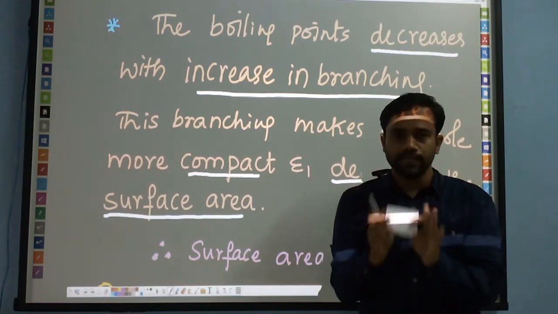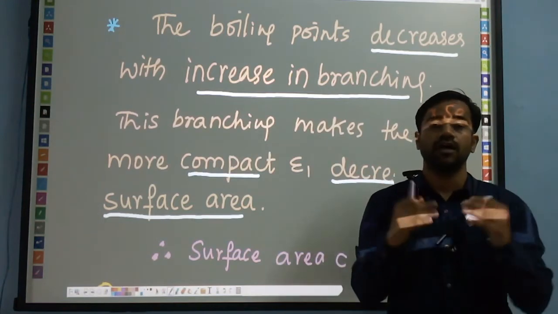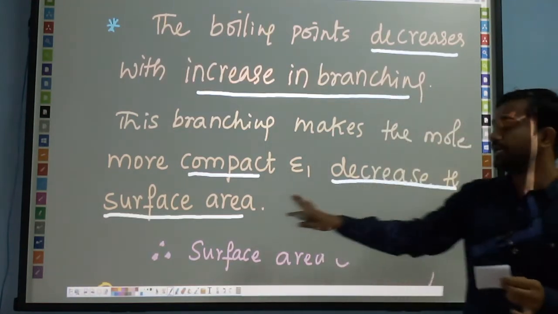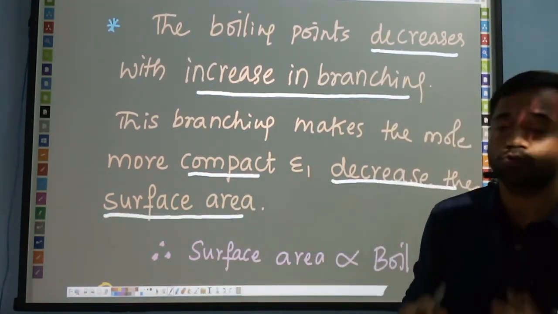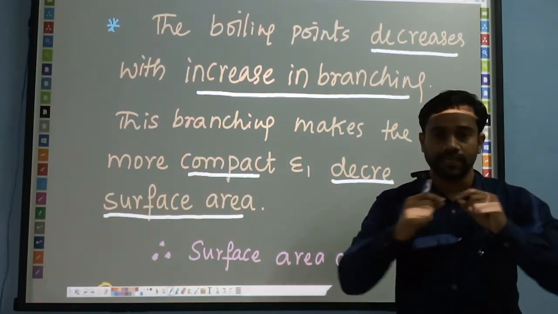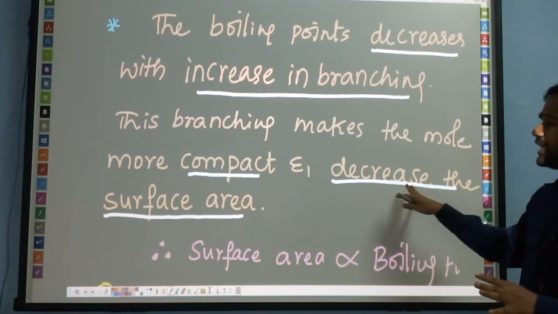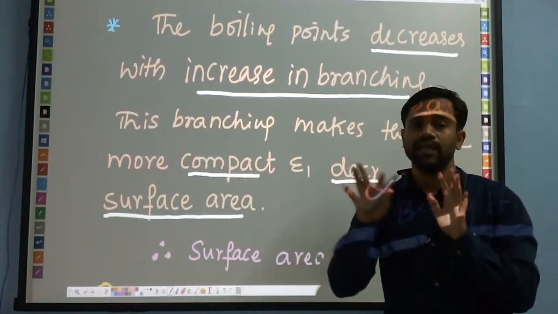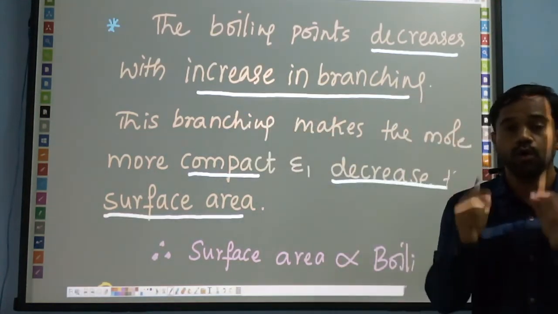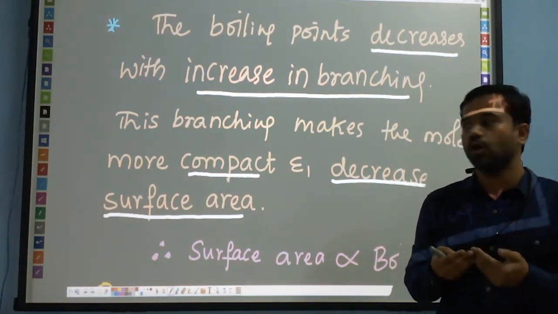That's why if any molecule has a longer chain, it's going to have a large surface area. If any molecule has a branching structure, it's going to have a decreased surface area. The surface area is going to decrease in the case of a branching molecule, and increase in the case of long chain alkyl halides. Due to the decrease in surface area, the boiling point is going to decrease. Any molecule which has large branching is going to have a low boiling point.